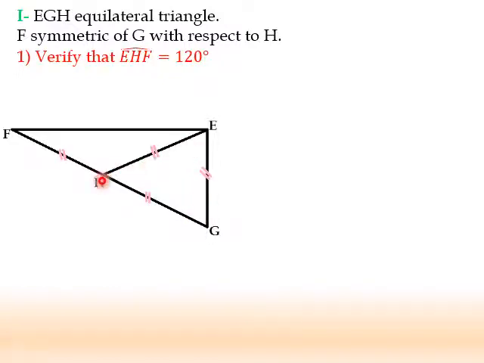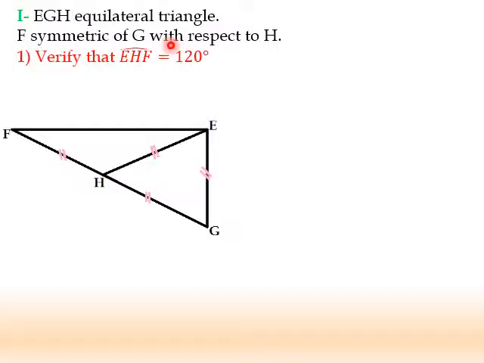The sum of angles in a triangle is 180 degrees, so 180 divided by 3, each one of them will be 60 degrees. Then, F is the symmetric of G with respect to H. What do we mean by that? It means that H is the midpoint of FG. Here, this is F. How can we draw it? It's symmetric of G with respect to H, so we measure the length of HG and then draw a segment of equal length on the opposite side, and at its extremity we will call it point F.